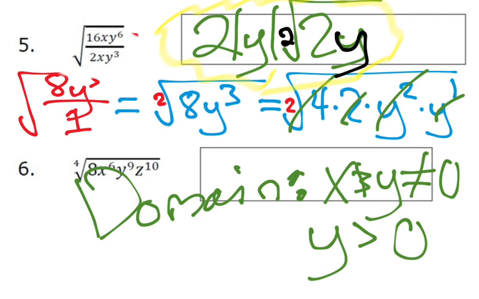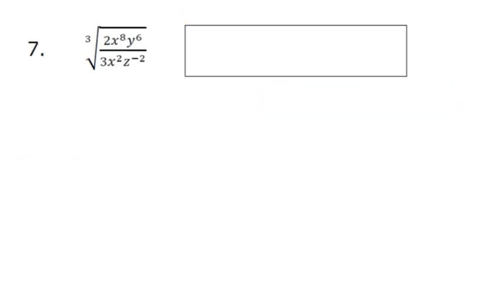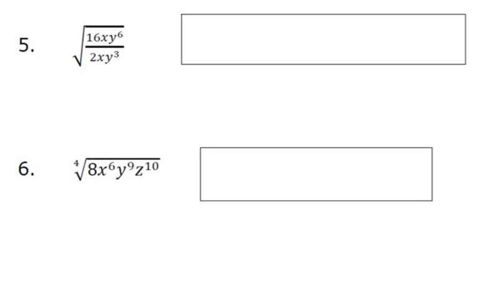Number 6, last one. Again, try simplifying, or I think there might be a 7th problem. Yeah, there's a 7th problem. Again, try simplifying first, and then give those domain restrictions a shot.